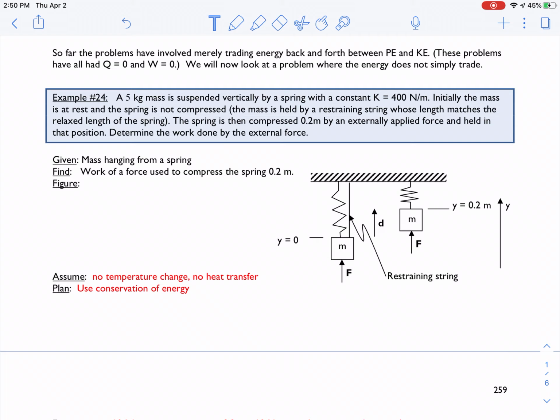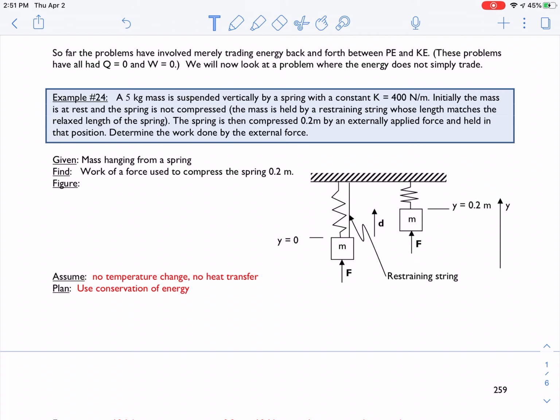So the problem is, a 5 kilogram mass is suspended vertically by a spring with a constant, this should be lowercase k, 400 newtons per meter. Initially, the mass is at rest and the spring is not compressed. The mass is held by a restraining string whose length matches the relaxed length of the spring. And the spring is then compressed 0.2 meters by an external applied force and held in that position. And those are shown on the figure.